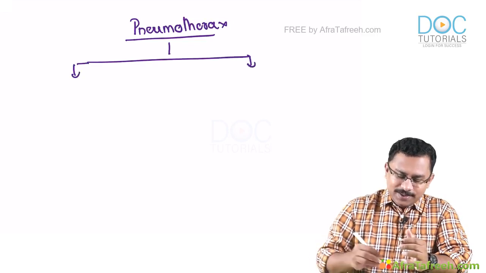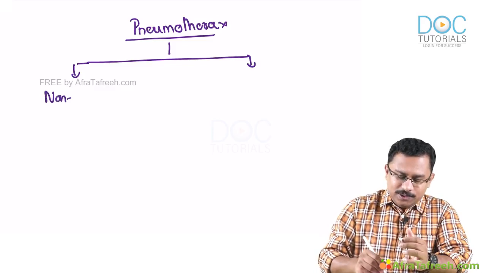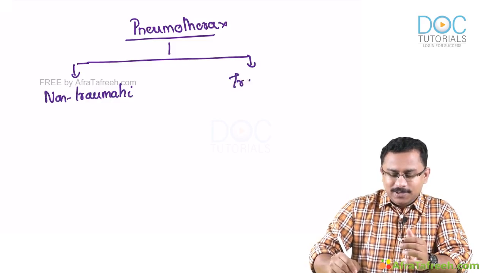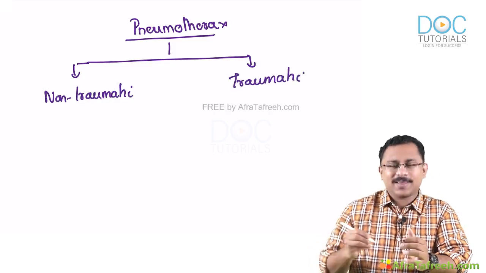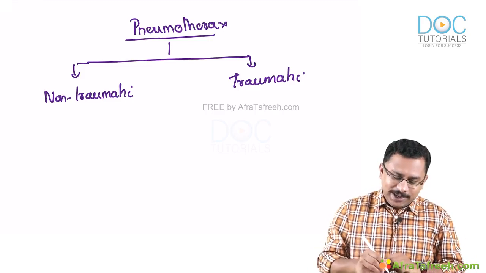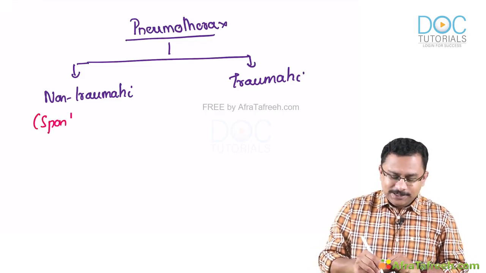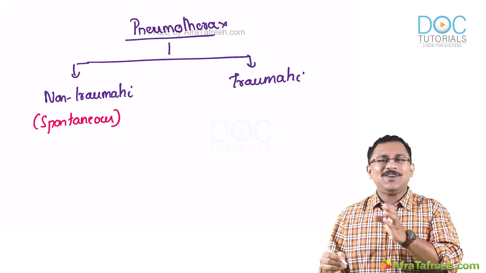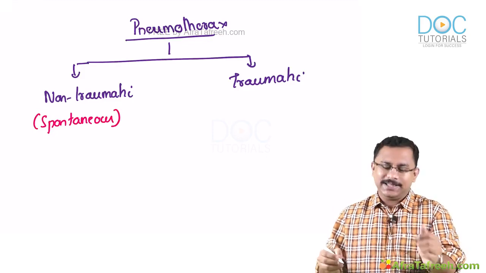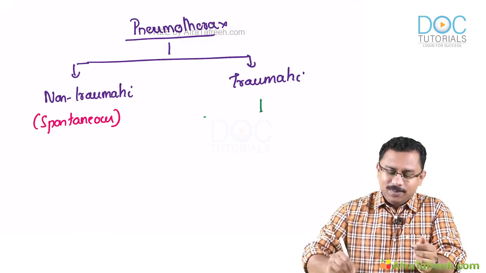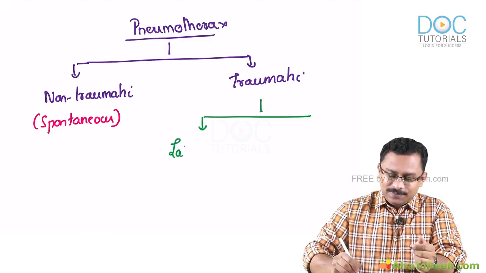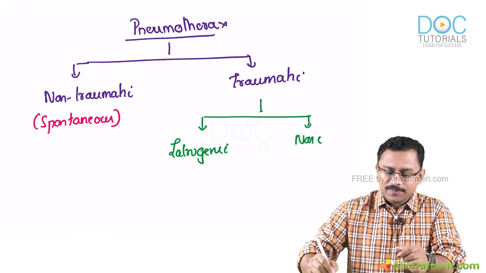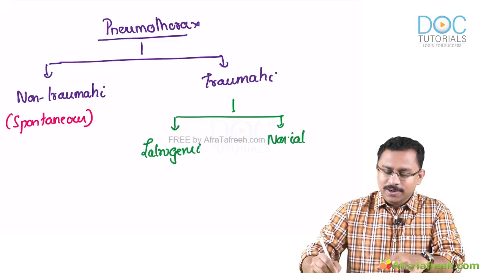One is a non-traumatic pneumothorax as well as a traumatic pneumothorax. The non-traumatic pneumothorax is also referred to as a spontaneous pneumothorax. Traumatic pneumothorax can arise in two settings. One, it can be an iatrogenic one, or it can be non-iatrogenic.